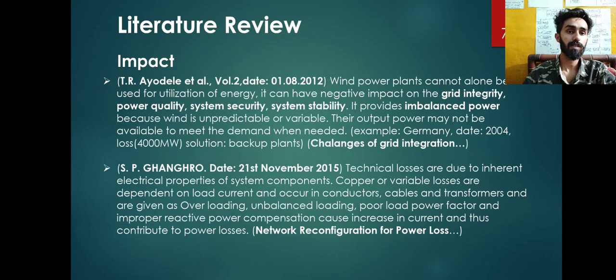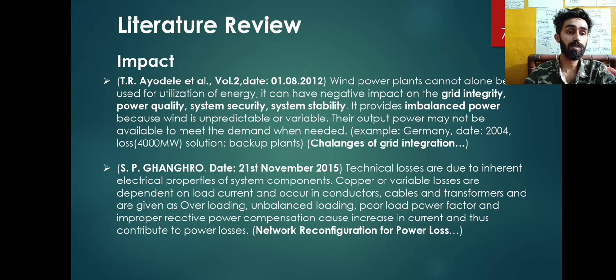As far as the literature review is concerned, wind power plants cannot be used alone, because they can have a negative impact on grid integrity, power quality, system security, and system stability. It provides imbalanced power. One example happened in Germany in 2004, when they lost 4,000 megawatts of power in wind generation, and they provided a solution of backup plants.